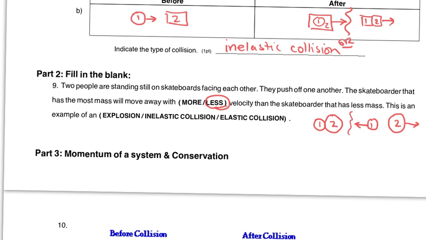Because remember that when you have 2 objects that are together and they're not moving, the total momentum here is 0. The total momentum afterwards also has to be 0. The mass times the velocity of object 1 has to be equal and opposite to the mass times the velocity of object 2 in order for the total of these 2 added together to be 0 for the total momentum. So if this is a small mass, it's going to have a big velocity. If this is a big mass, it's going to have a small velocity.